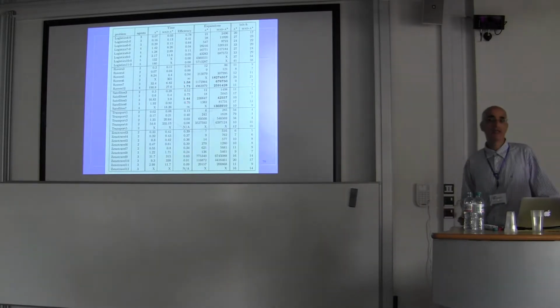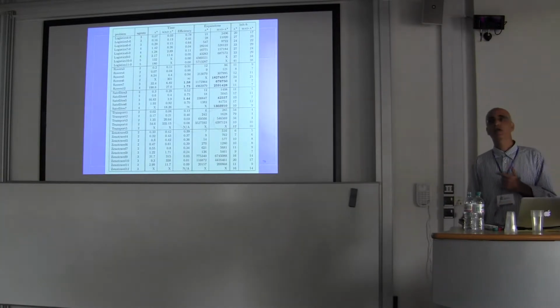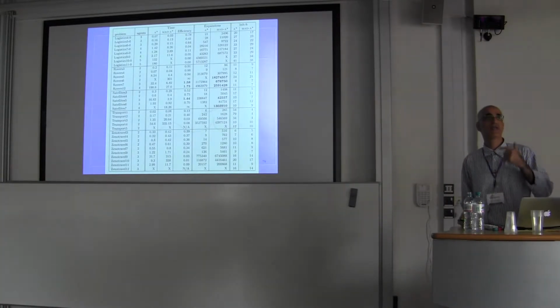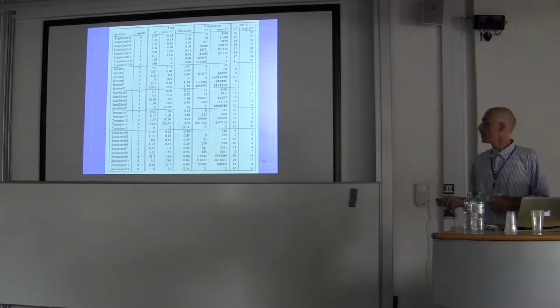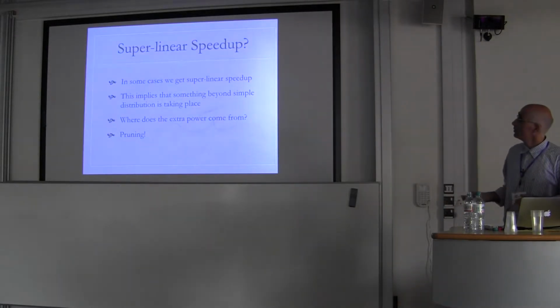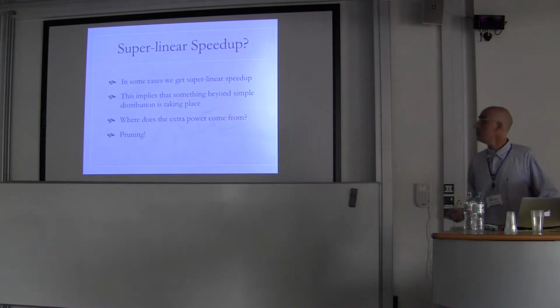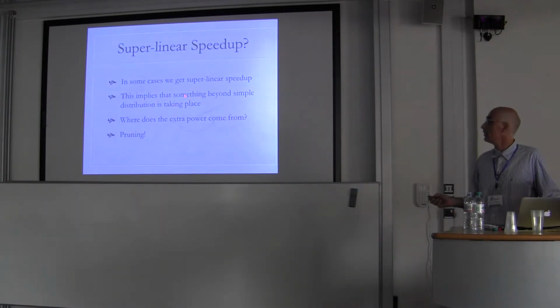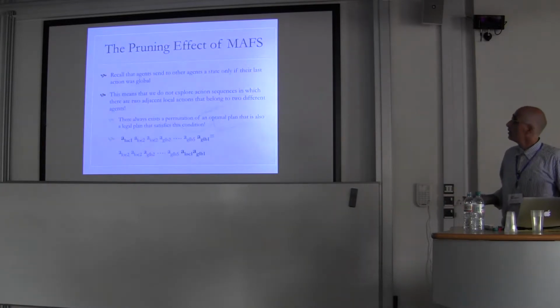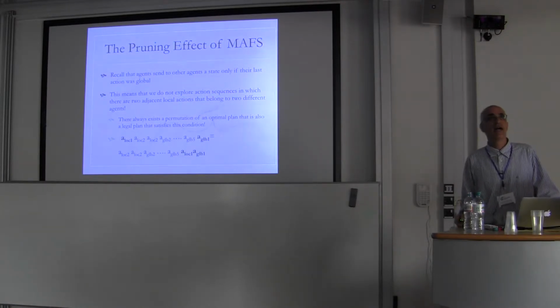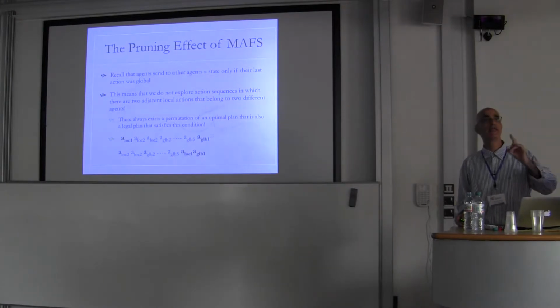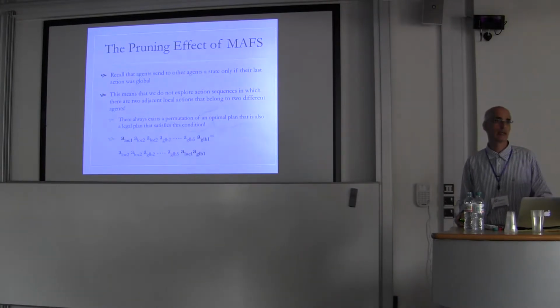That basically tells you that the search here is not the same. There is something beyond just distributing the work. So what is it? This is known as superlinear speedup. Superlinear speedup implies something beyond simple distribution is taking place. So the extra power we get here is from pruning. And where do we get the pruning from? This algorithm has a pruning effect because we do not send all states relevant to other agents to them, but only states that were generated after a global action.